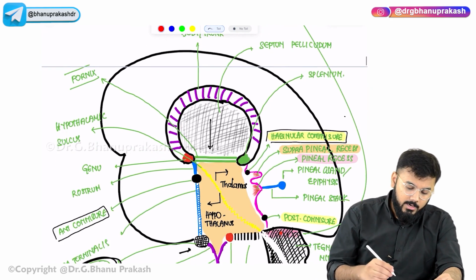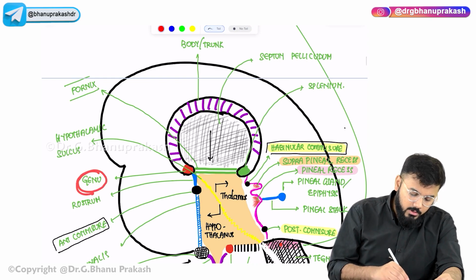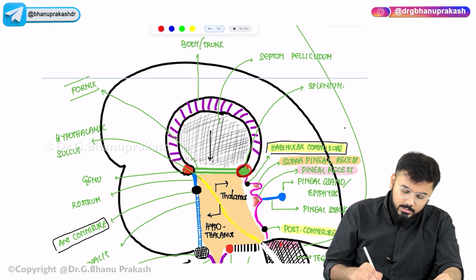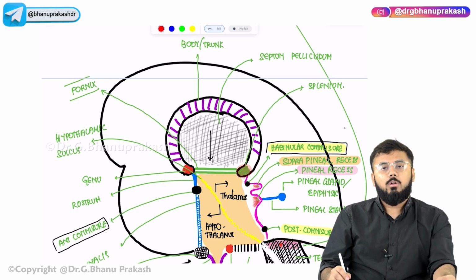Three important parts. One is called the genu of the corpus callosum. Next we have the body or the trunk of the corpus callosum. Next we have the last important part, that is the splenium of the corpus callosum.